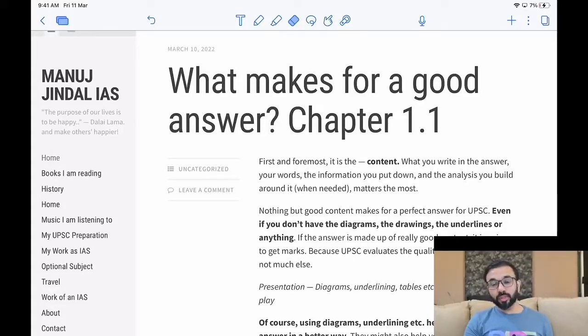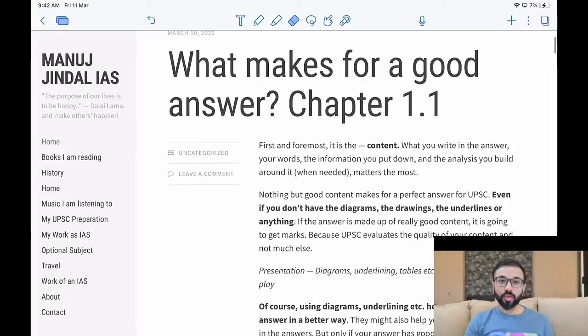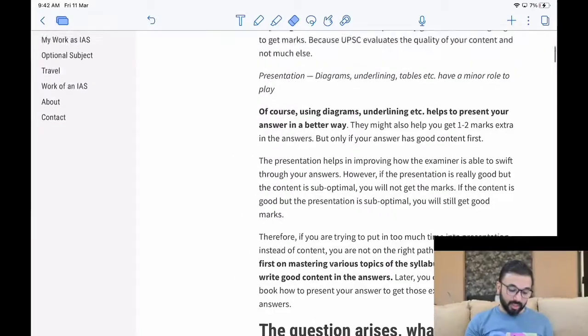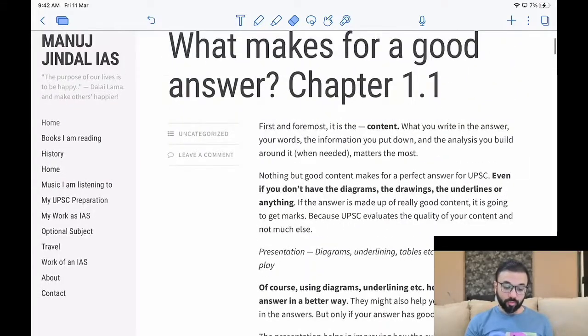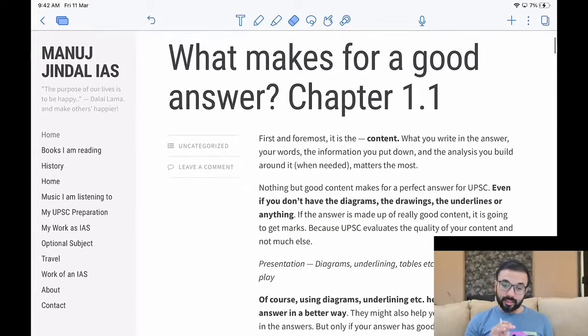Today we are into class number 3 of how to write good answers, and this class is going to focus on one particular thing, which is what makes for a good answer. What are the qualities of a good answer and what are the components of a good answer? In this first particular class, we are going to discuss one component.